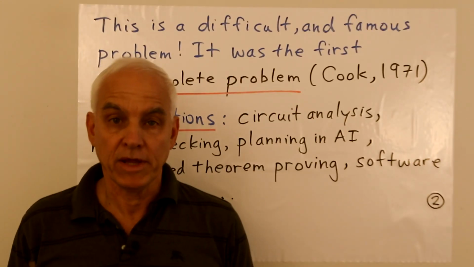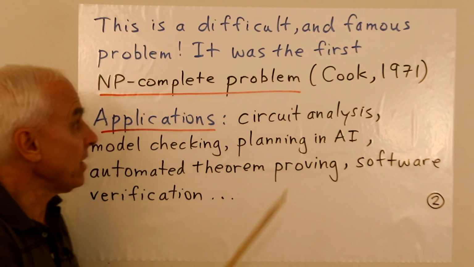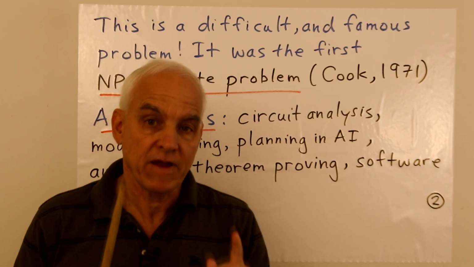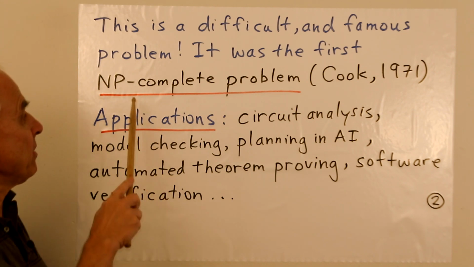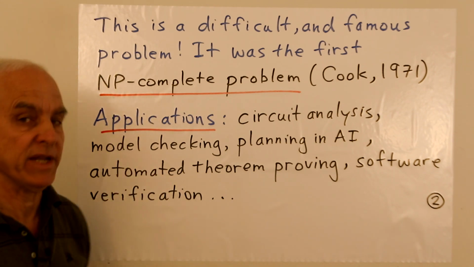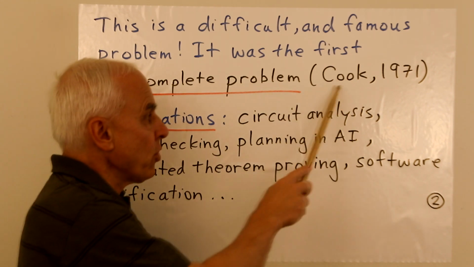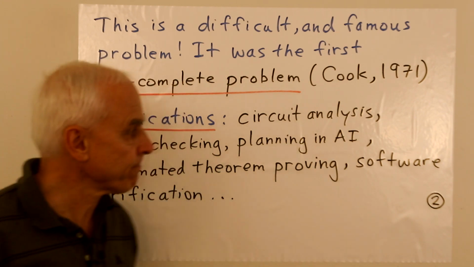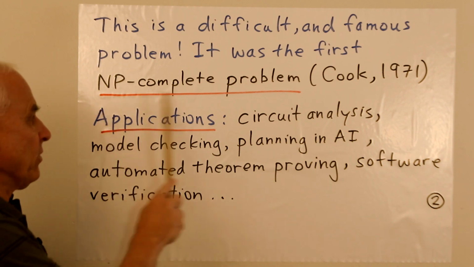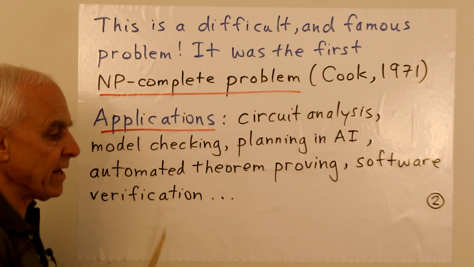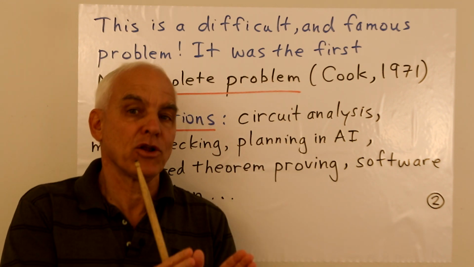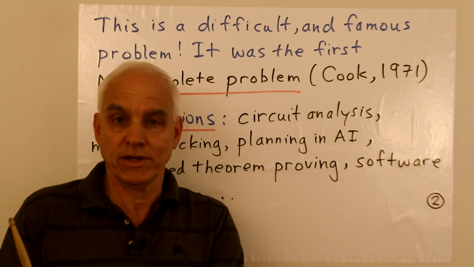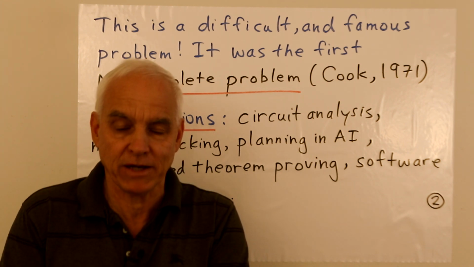This SAT problem is a difficult and very famous problem. One of the reasons is that it was the very first problem to be proven to be NP complete. That was done by Cook in 1971, actually at the University of Toronto. Now, what does this mean? This is a very interesting question in theoretical computer science. Not so much in pure mathematics, although it has a highly mathematical aspect.